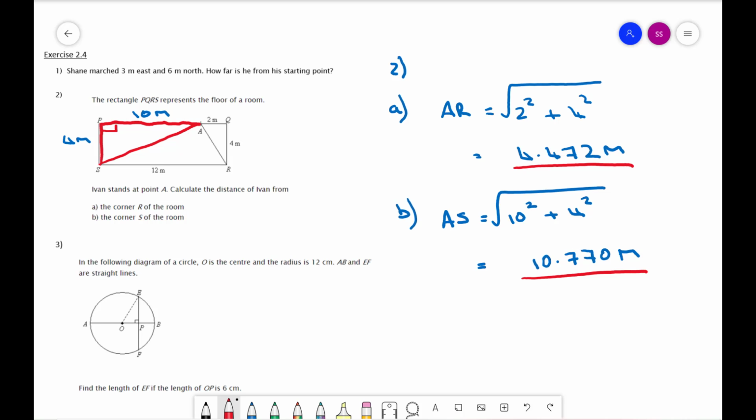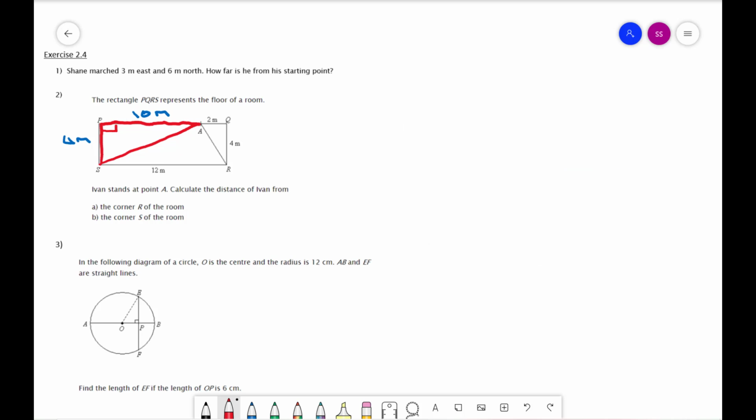Okay, let's take a look at the last question here for exercise 2.4 and check out number 3. I'll just clear off my board here. So for question 3, we've got the following diagram of a circle, point O is at the centre, that's the origin, and the radius of this circle is 12 centimetres. Lines AB and EF, these are straight lines. And what we're looking for is to find the length of EF if the length of OP is 6 centimetres.